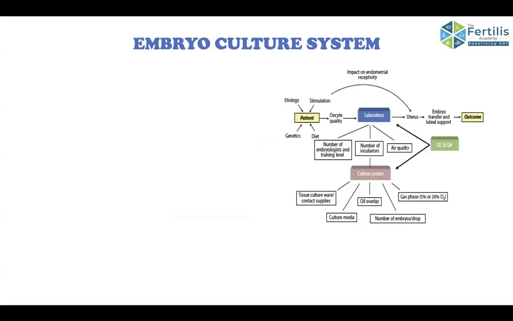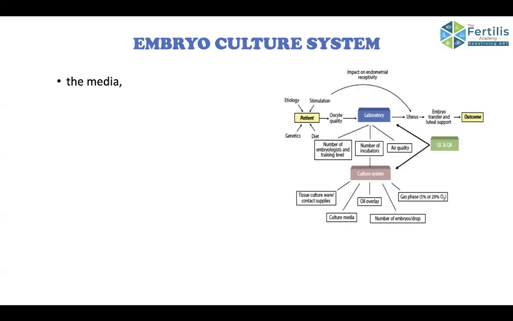If you look at this figure, which I've picked from Gardner's textbook, he has very beautifully elaborated that there are patient factors, there are stimulation factors, genetics, diet, endometrial receptivity, luteal phase support. But in between, almost 80% of the variables belong to the lab. How well trained the embryologist is, how many embryologists you have, how many incubators you have, what is the air quality in the lab. If you're talking about the culture system, how good the plastics are, what is the gas supply, is the oil overlay being done, which culture media you're using, how are you culturing. So many variables exist in the culture system.